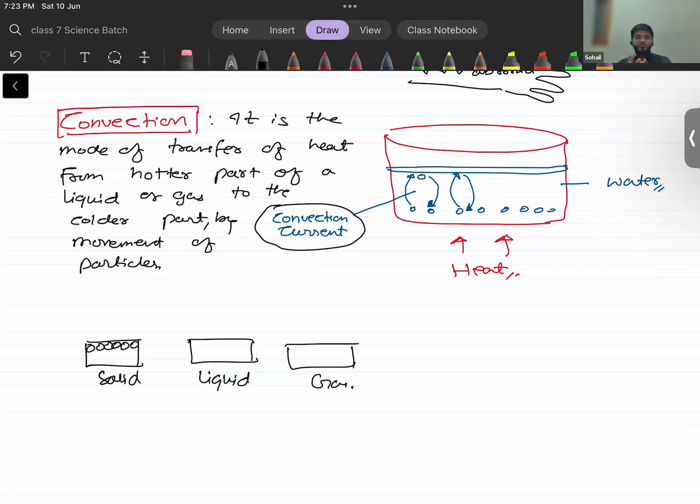And it cannot also take place in empty spaces. Can you say why convection cannot take place in empty spaces? By empty spaces, I mean vacuum. Why can heat not transfer by convection currents in a vacuum?